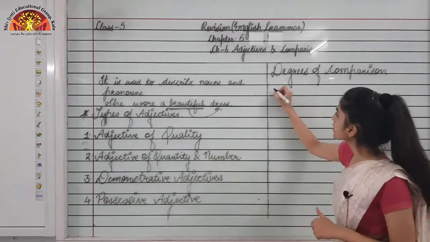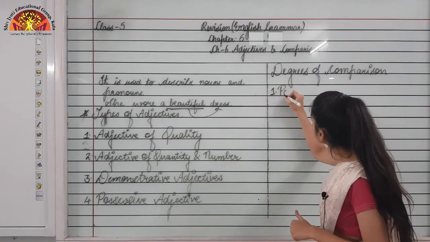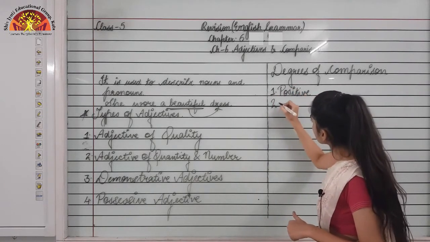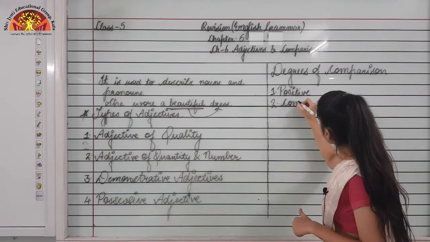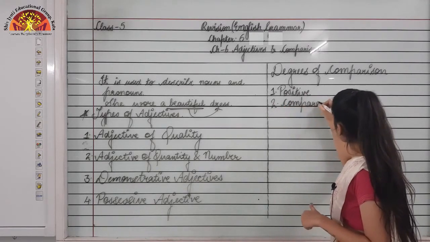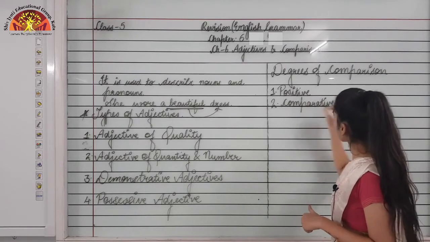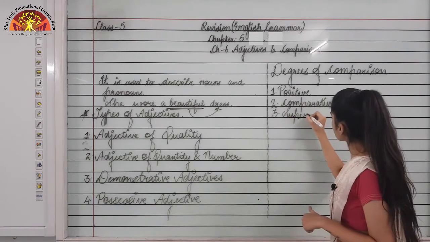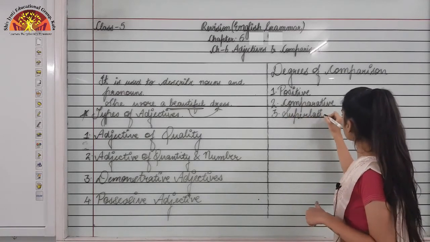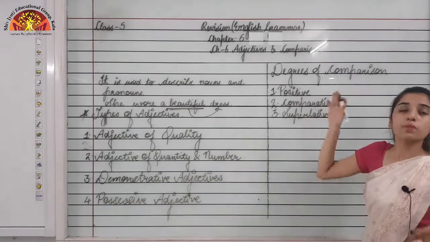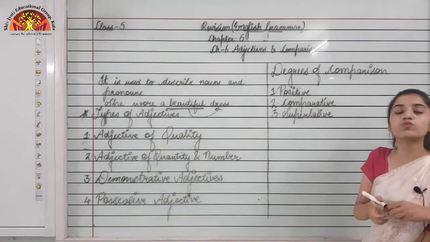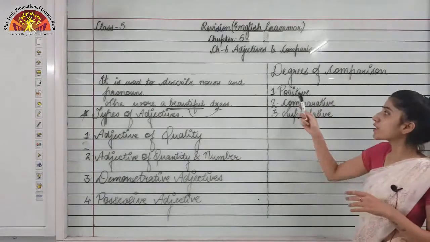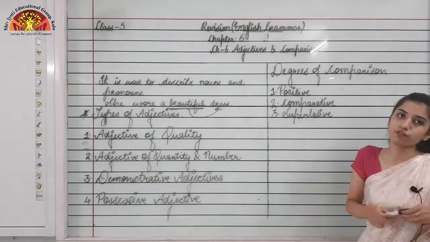Okay, so the first is positive degree, second comparative degree, and the third one is superlative degree. Okay, so what does the positive degree show? It shows no comparison. When we are comparing nothing, that time what degree would be used? That is the positive degree of comparison.